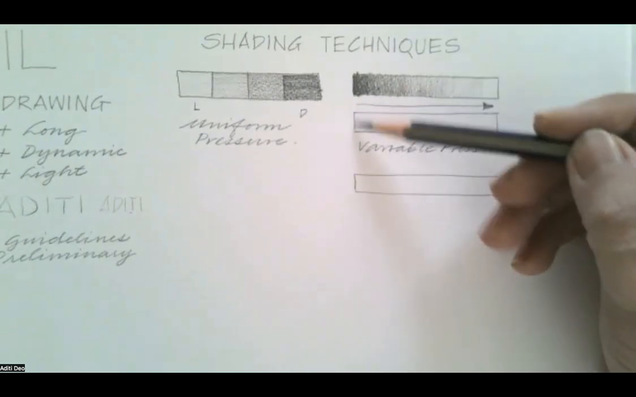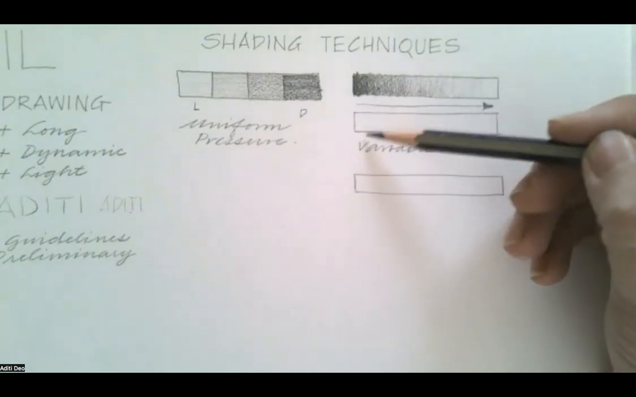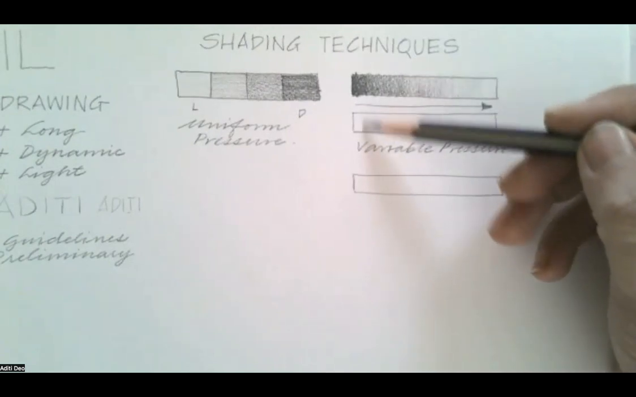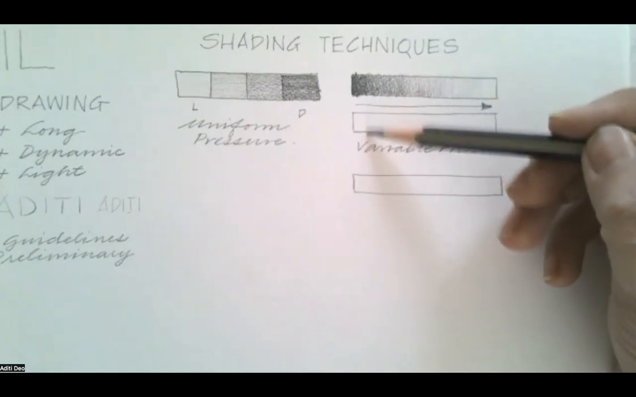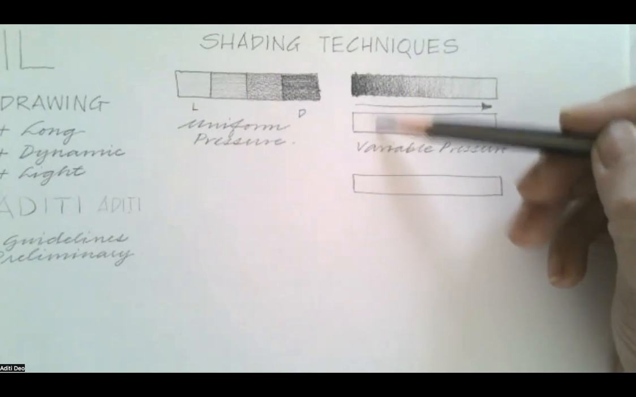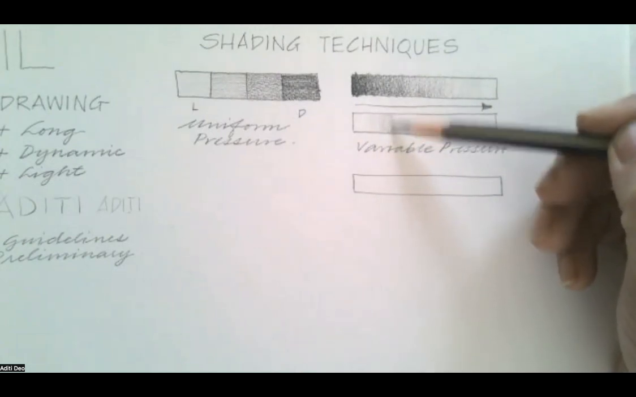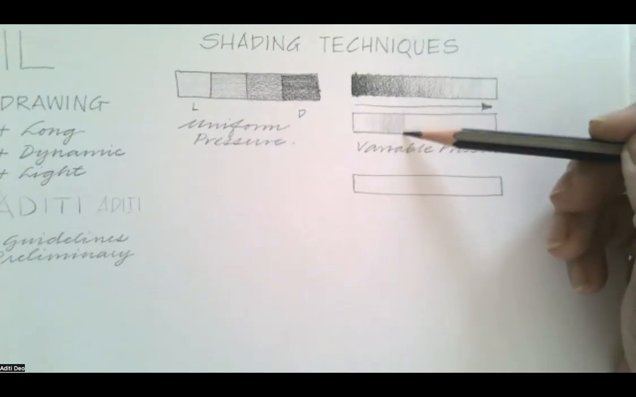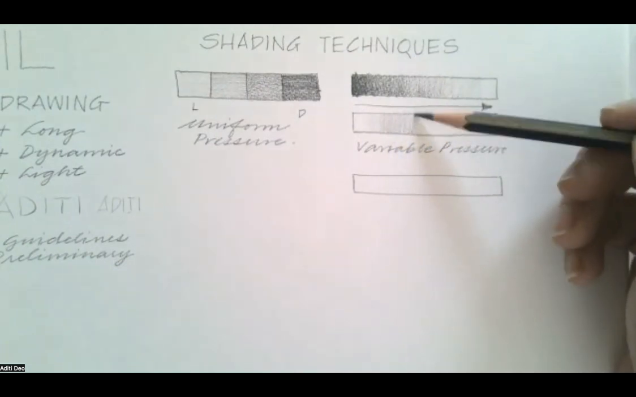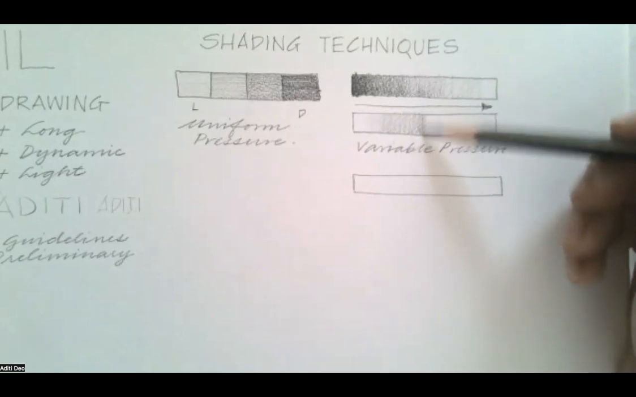Now again, we are going to start from the right, but this time round, we're going to reverse the pressure. And we are going to start with a very, very light shade. And as you start moving forward, you can start steadily increasing the pressure. Now you can do it as slow as you want. I'm moving a little fast, but you can go much slower.